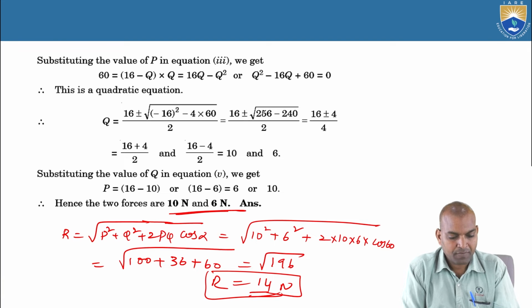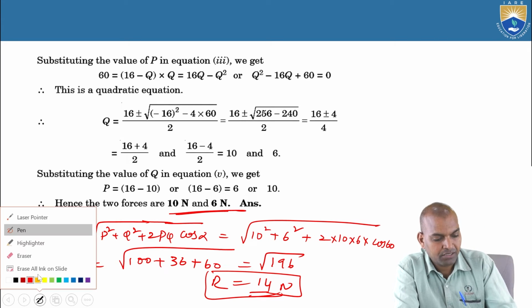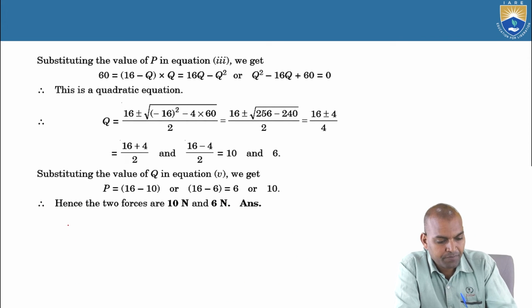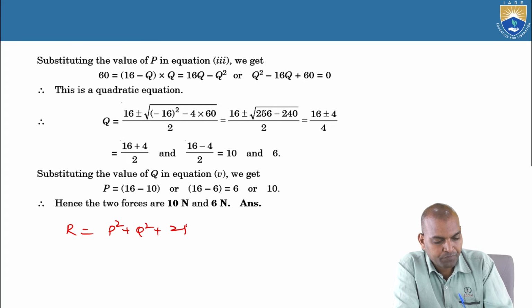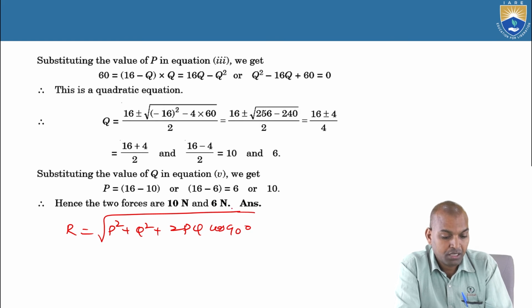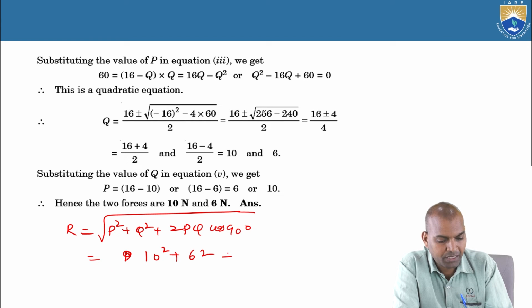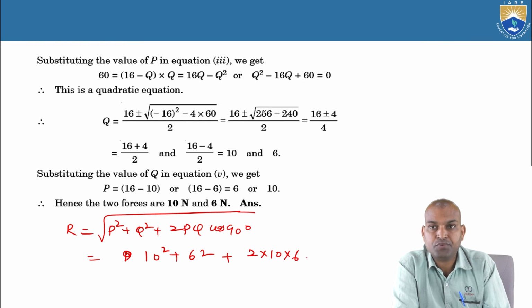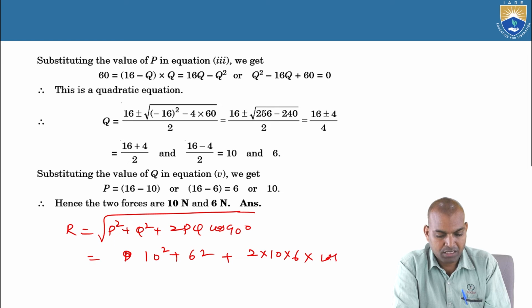Okay. Now what about the next value? If you want to validate the second case, when it is 90 degrees, again P square plus Q square plus 2PQ cos 90 degrees, because they are perpendicular to each other. The resultant should be obtained how much? Under square root of 136 newtons. Here P equal to 10: 10 square plus Q, 6 square, plus 2 times 10 times 6 times cos 90.